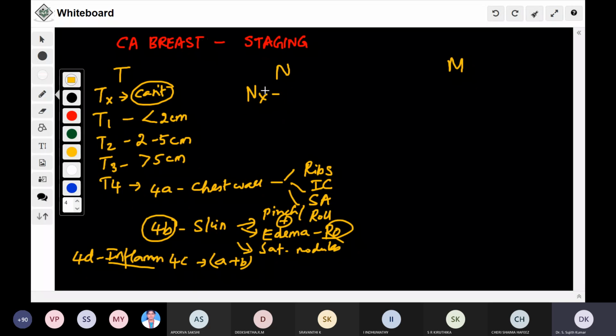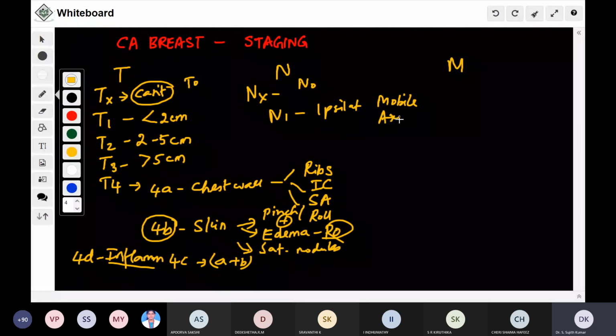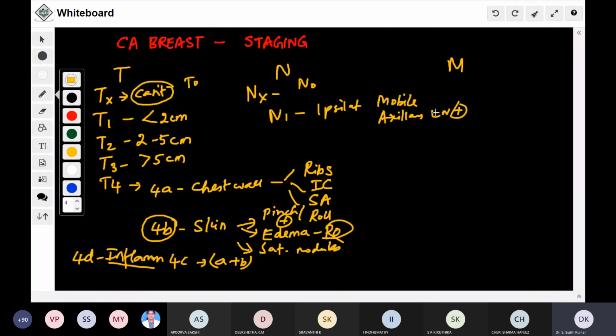Then coming to the N stage, NX we already discussed. Here also T0 is there, meaning there is no evidence of primary. NX is there, N0 is there. N1 is ipsilateral, that means the same side, ipsilateral mobile axillary lymph node. If a mobile axillary lymph node is present, then you can call it N1.